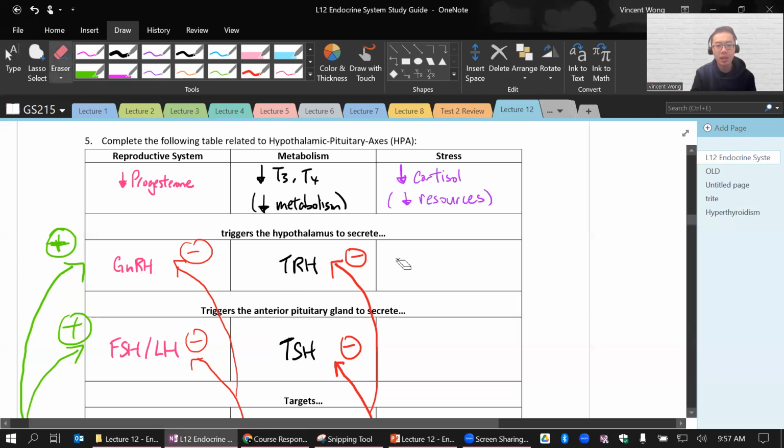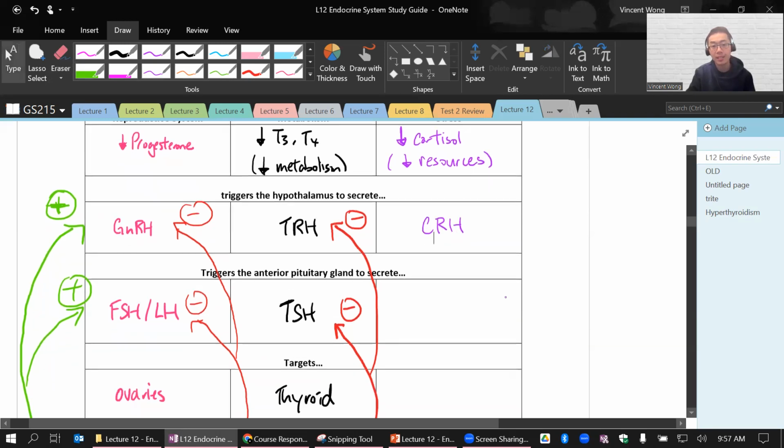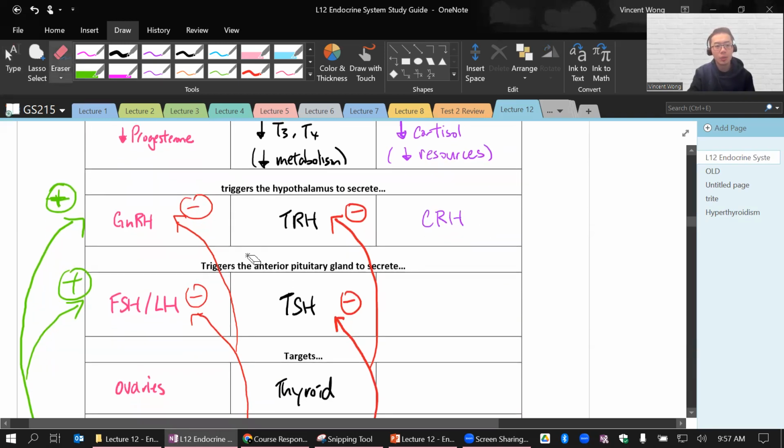And that will trigger the hypothalamus to secrete CRH. Okay, CRH. It's a releasing hormone, which will then trigger the anterior pituitary gland to secrete ACTH.